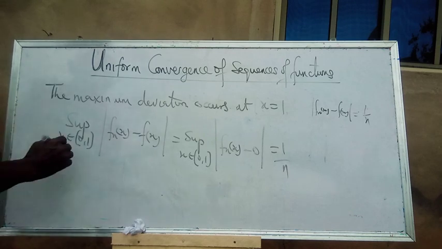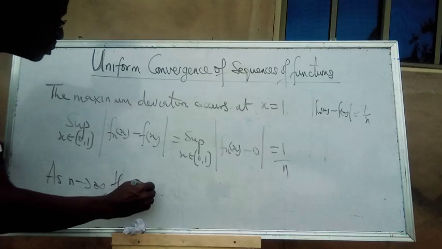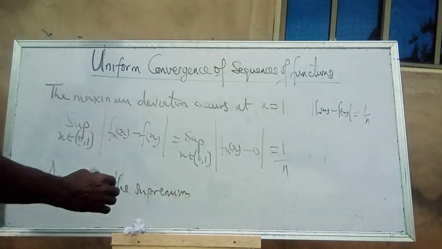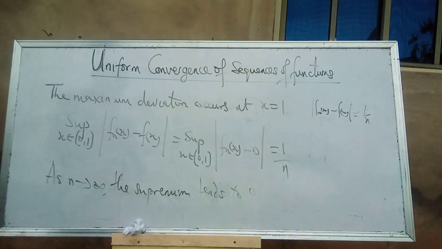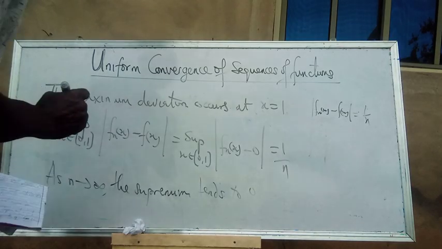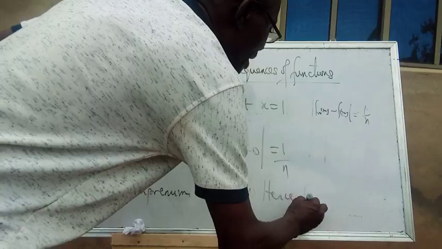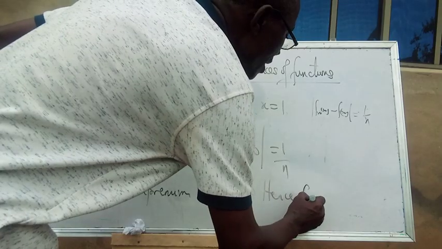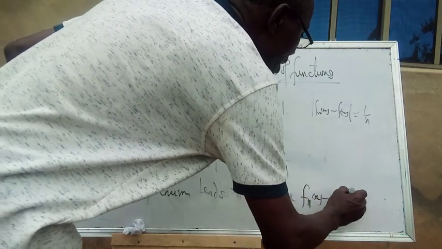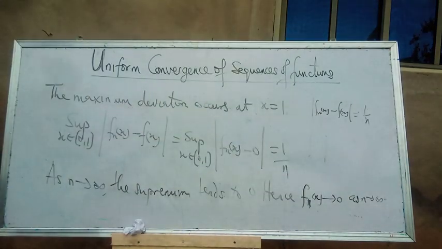Okay? So as n tends to infinity, the supremum of the function tends to 0. So the supremum tends to 0, hence fn of x tends to 0 as n tends to infinity. So this is a very, very good example of uniform convergence of sequences of function.